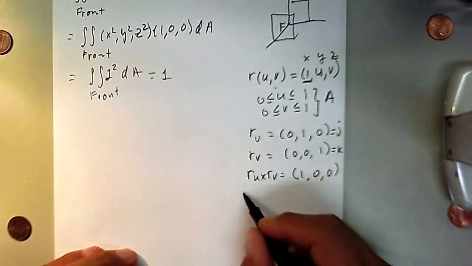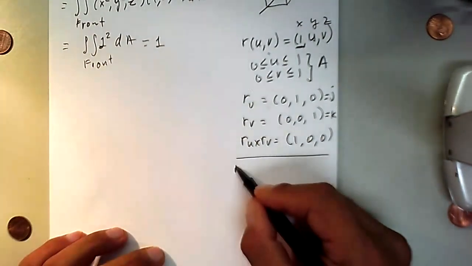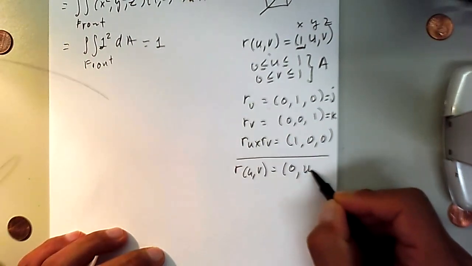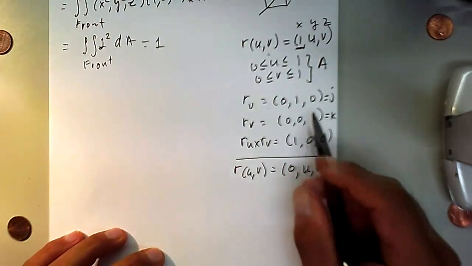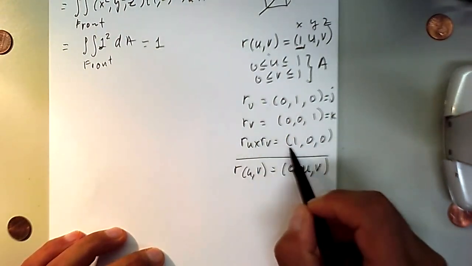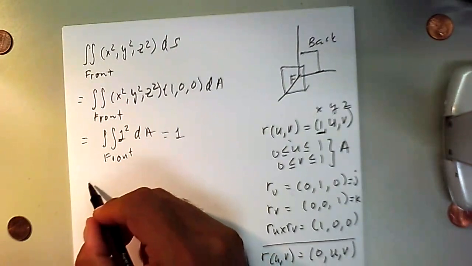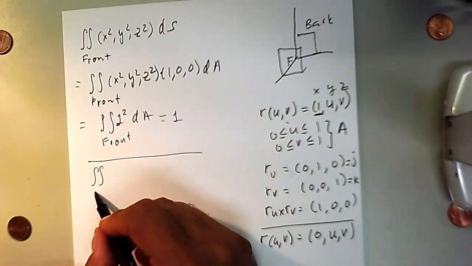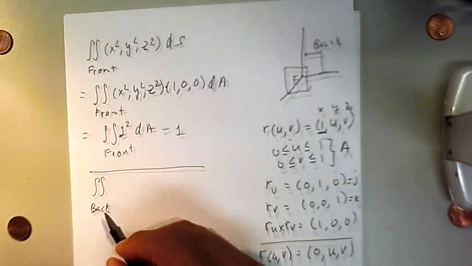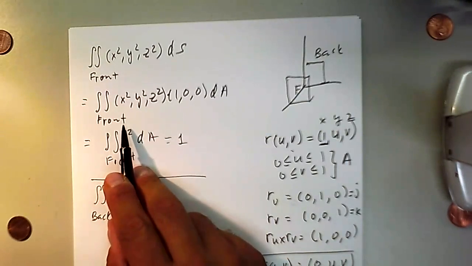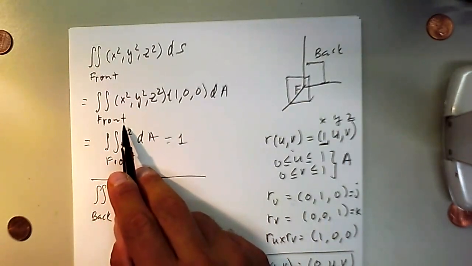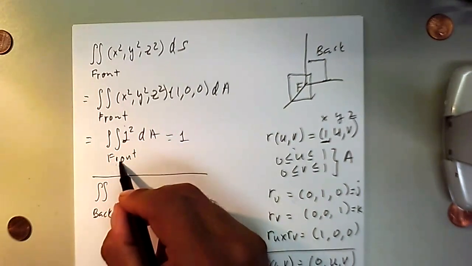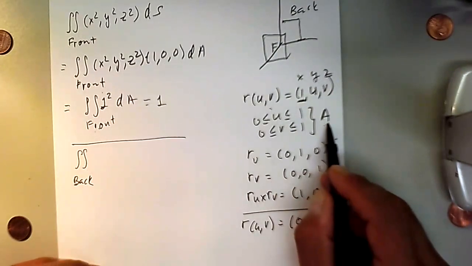The only difference between the front and the back, so we have a new r of u, v, is that we're going to end up with 0, u, v. Everything else is going to be the same. The partial derivatives are going to be the same vector. So on the back, this is a new thing. So the surface integral over the back. This is weird because now we changed this. Anyway, just keep in mind, this is A.